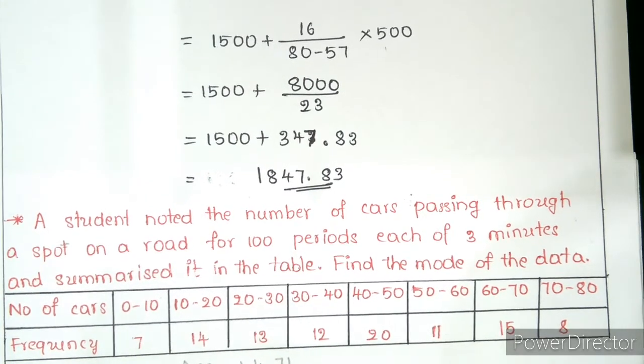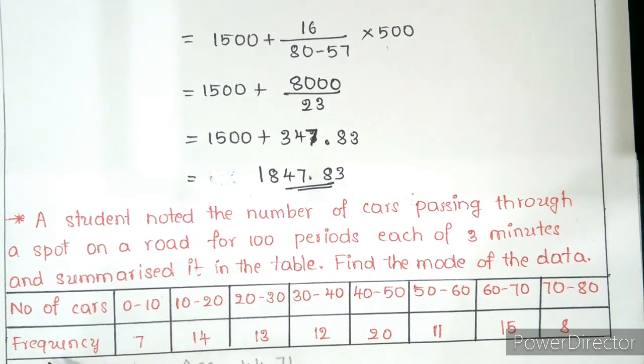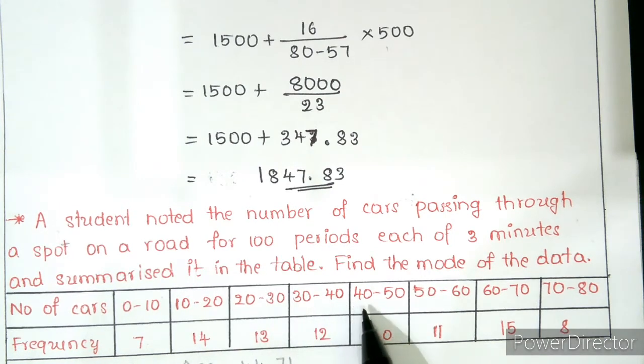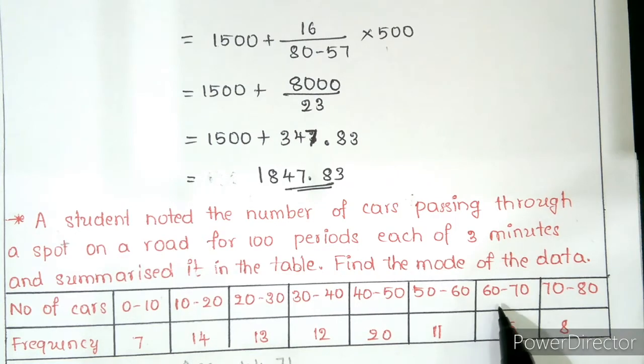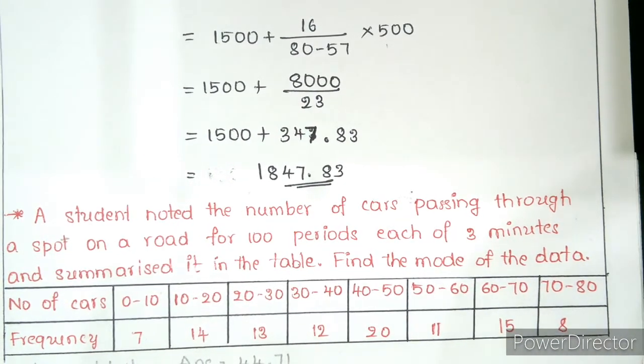Number of cars, the first column: 0 to 10, frequency 7. 10 to 20 you have 14, 20 to 30 you have 13, 30 to 40 you have 12, 40 to 50 you have 20, 50 to 60 you have 11, 60 to 70 you have 15, 70 to 80 you have 8. So this is homework.